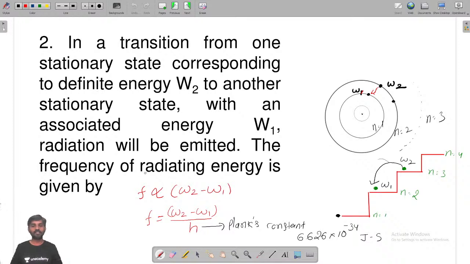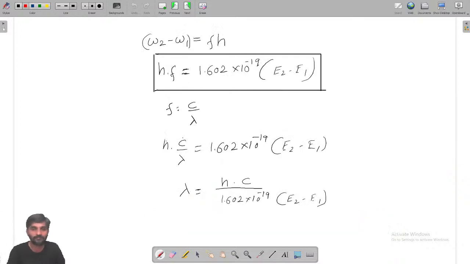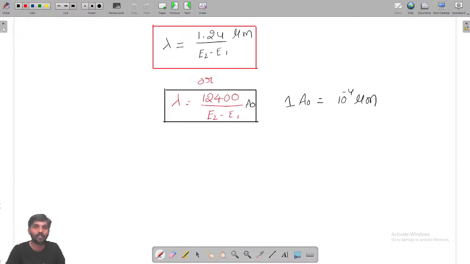The frequency of the radiated energy is directly proportional to the energy difference between these two, which is f is equal to (W2 minus W1) by h, where h is Planck's constant, equal to 6.626 × 10^-34 joule second. And we have derived this, and this lambda is the wavelength. If it is expressed in micrometers, it is going to be 1.24 by (E2 minus E1). If it is expressed in angstroms, it is going to be 12,400. Why 12,400? Because 1 angstrom is 10^-4 micrometers.